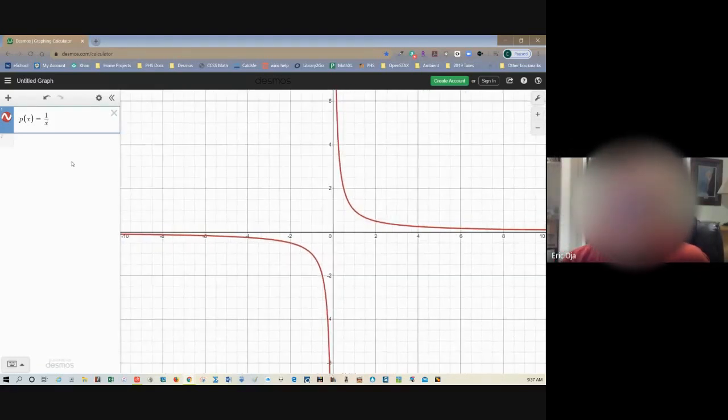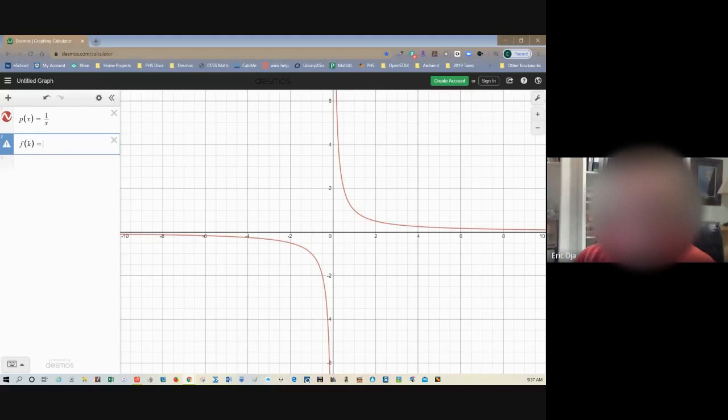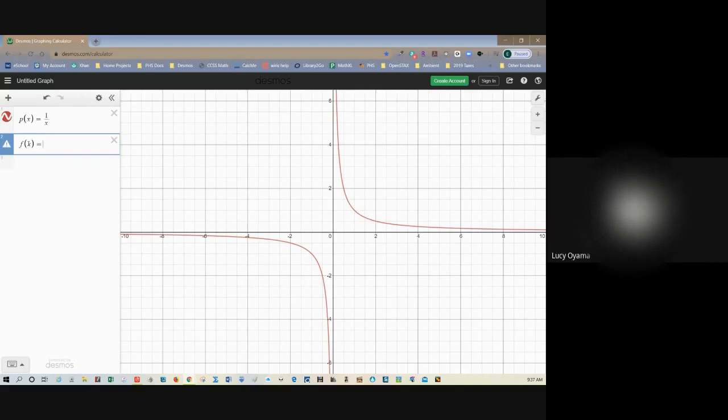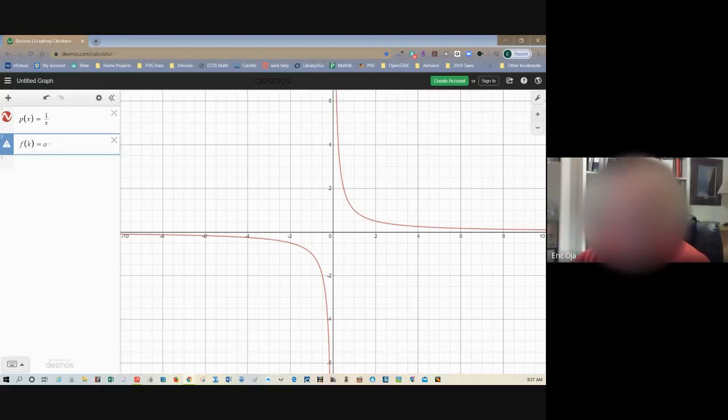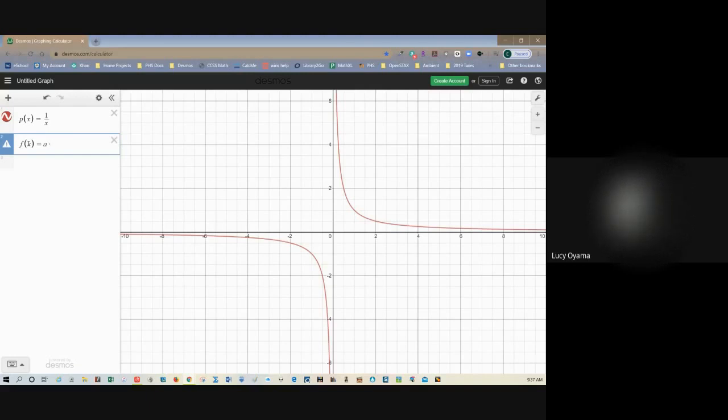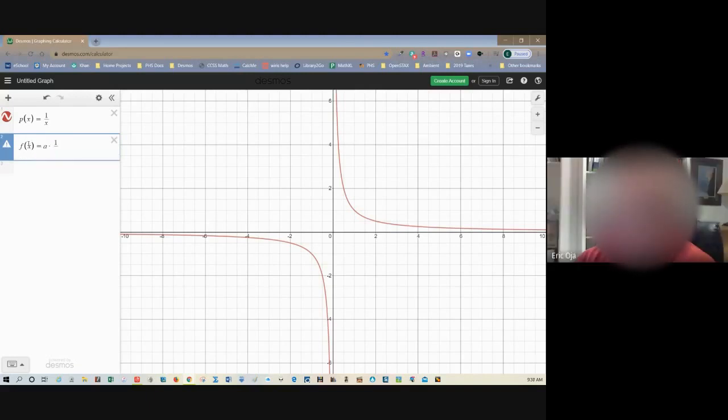Let's do this. I'm going to start a new function. I'm going to call it f of x. And I'm going to put in all three parameters for us. Remember what our parameters were. We had a was what we multiplied. That was the vertical dilation factor, right? So we have a times 1 divided by, and then h is what we subtracted from x. Remember, h was the x coordinate of the vertex. I mean, really, it's how far you've shifted it horizontally.